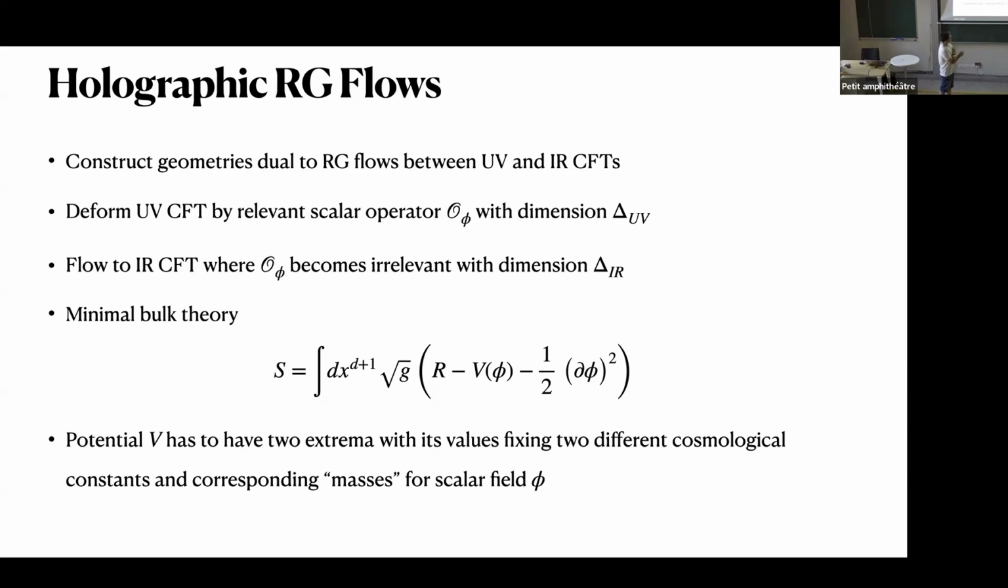If I expand V around these vacua, that will fix some masses for this phi. And as I told you, the masses fix the conformal dimensions of the dual operator. So we'll have two vacua with operators that have different dimensions around each vacuum. So I'm basically looking for a flow between these two AdS solutions, like a domain wall solution, on which we'll have a non-trivial profile.